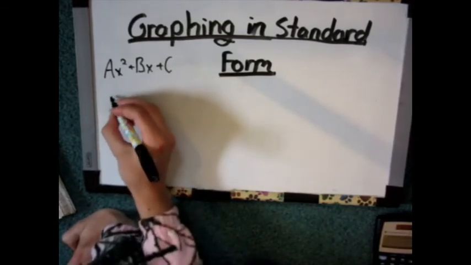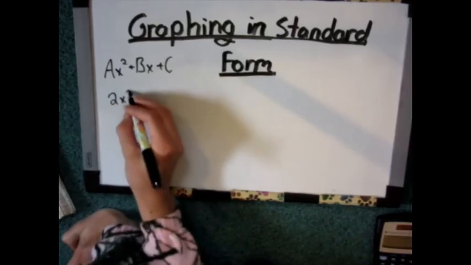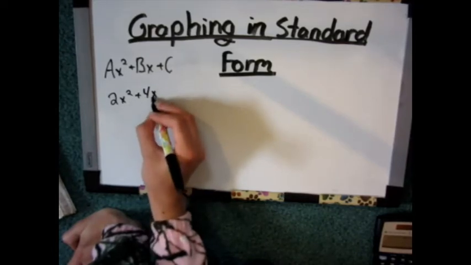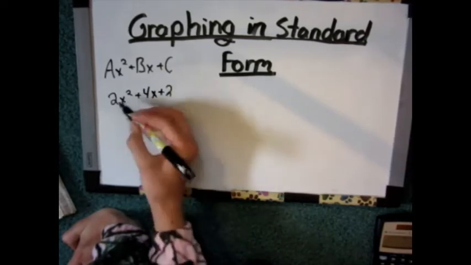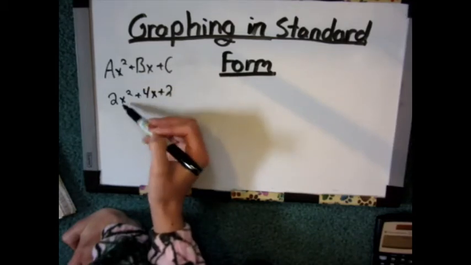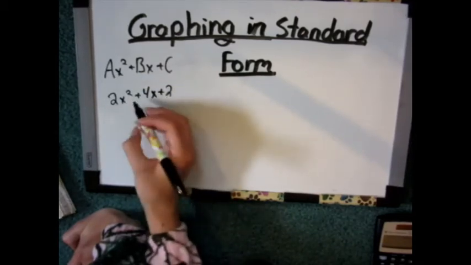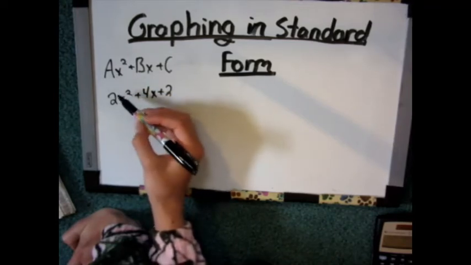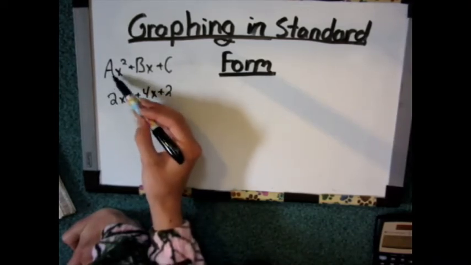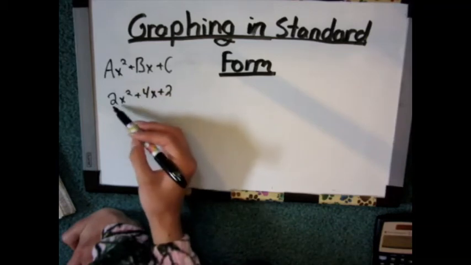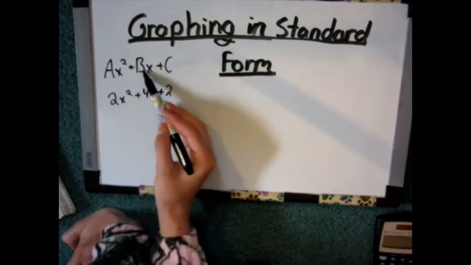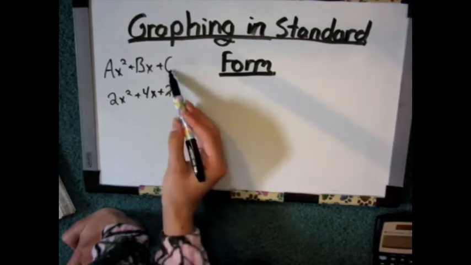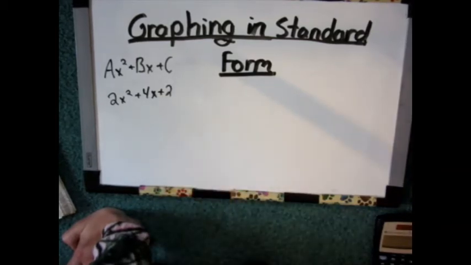Alright, now let's start with an example. 2x squared plus 4x plus 2. And this is standard form, and you can see the resemblance between the two. In the formulas, a represents the first term, which would be 2 here, b represents the middle one with just an x, and that would be 4, and c represents the last term.